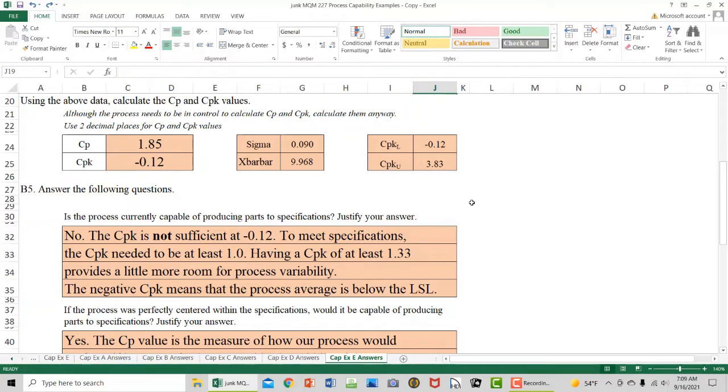The CPK is not sufficient at negative 0.12 to meet specifications. The CPK needs to be at least 1.0. Having a CPK of at least 1.33 provides a little more room for process variability. The negative CPK means that the process average is below the LSL, the lower specification limit set by engineering. And remember, like the example I did, if the average was above the upper specification limit, then it would be negative here and therefore negative there as well.